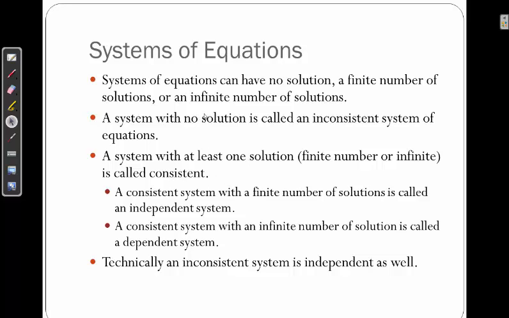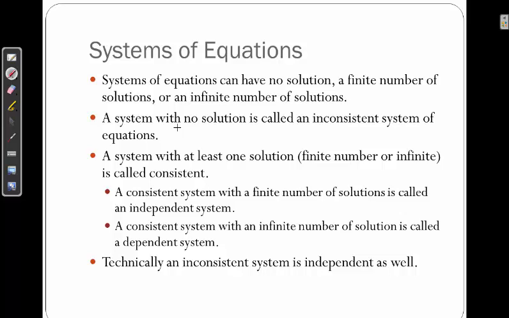So, if a system has no solution, it's called inconsistent. A system with at least one solution, so that could be finite or infinite, is called a consistent system. And then you can break down consistent systems as independent or dependent. An independent system has a finite number of solutions. A dependent system has an infinite number of solutions.